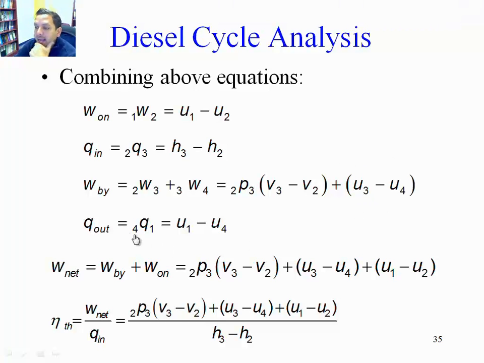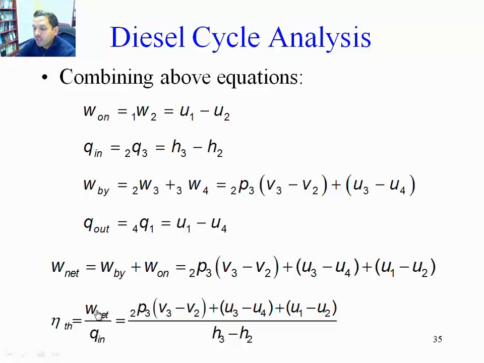Okay, and there's only one heat rejection process, and it occurs from 4 to 1, and it's equal to delta U. The net amount of work is the sum of all the works. From 2 to 3 is P times (V3 minus V2). From 3 to 4 is U3 minus U4. And from 1 to 2 is a compression. This is going to end up being negative, U1 minus U2.